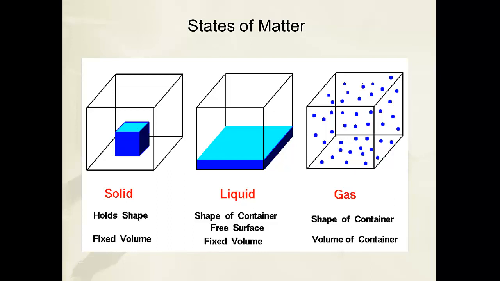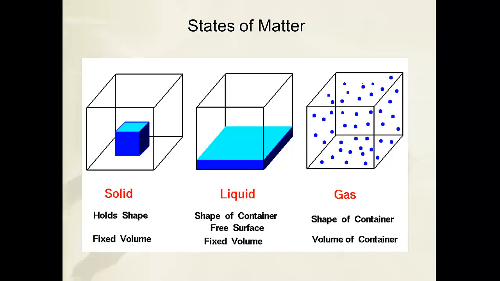Now, a liquid will take the shape of the container. Okay, so if you pour some liquid into a container, it will take the same shape, but it won't necessarily fill the container. Okay, so you can have a glass that's half full of water. You can have a container that's partially full of liquid. It doesn't have to take up the entire volume, whereas a gas will. A gas will take the shape of the container, and it will also take up the entire volume of the container as well. Okay, so this is the differences between a solid, a liquid, and a gas.